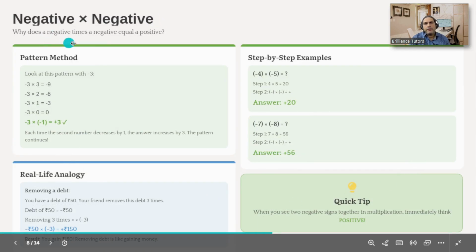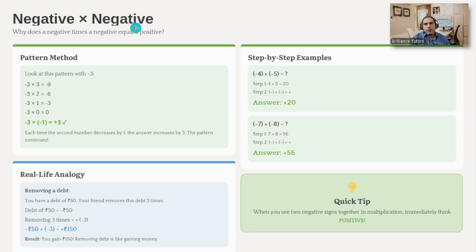So negative and negative is always positive. When both are negative and we multiply them, that will be a positive sign. I hope that's clear. Look at this pattern with minus 3. Minus 3 into 3 is minus 9, minus 3 into 2 is minus 6, minus 3 into 1 is minus 3, minus 3 into 0 is 0, and here minus 3 into minus 1 is plus 3. So both are negative. Each time the second number decreases by 1, the answer increases by 3. The pattern continues.